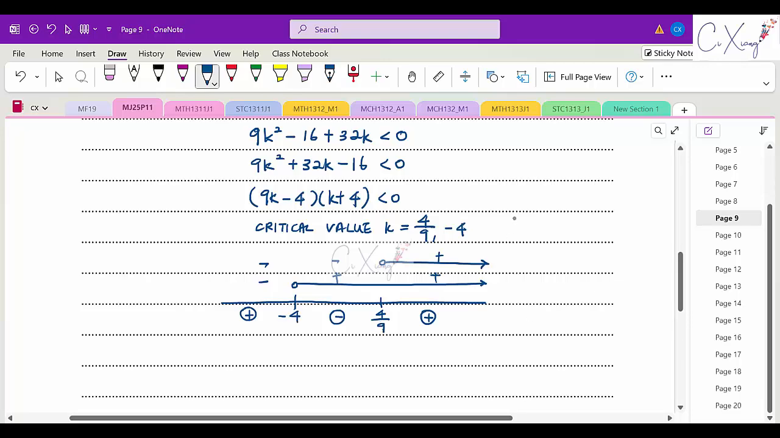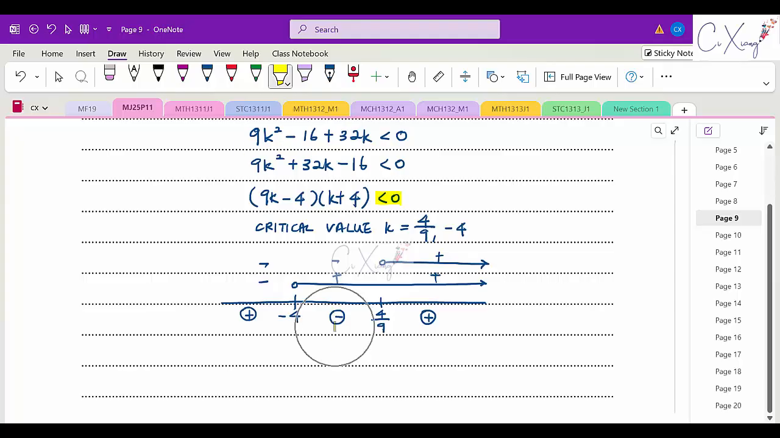Okay. Then after you draw the number line, you have to decide the answer. We are looking for smaller than 0, right? That means we are looking for negative overall. So we are having negative overall for this part, which means that your value of k should be within negative 4 until 4 over 9. Please write out the answer again. To get the quadratic inequality which is smaller than 0, your value of k must be between negative 4 and 4 over 9, so that the whole quadratic here will be smaller than 0, which is the negative one, right?